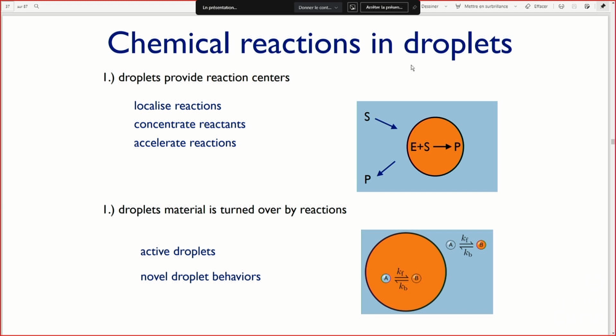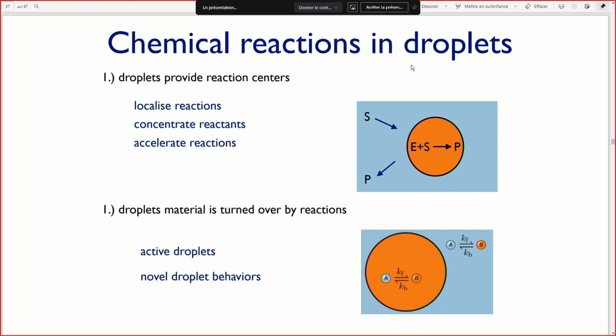The second type of system is a system where the droplet itself is chemically driven. So where the droplet grows because of reactions or shrinks because of reactions. So that's when droplet material itself is turned over by the reaction, literally. And that's what is really the core of the concept of active droplets, because they become very different from the classical emulsions. So we find novel behaviors.